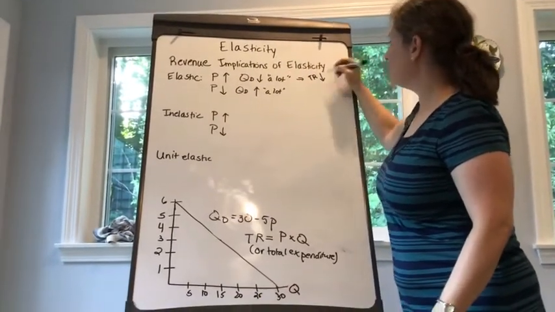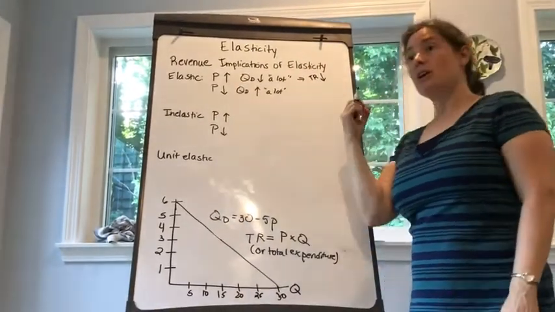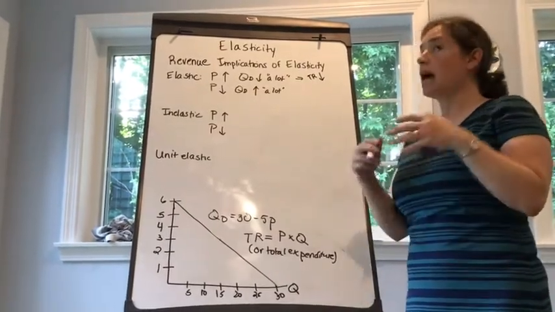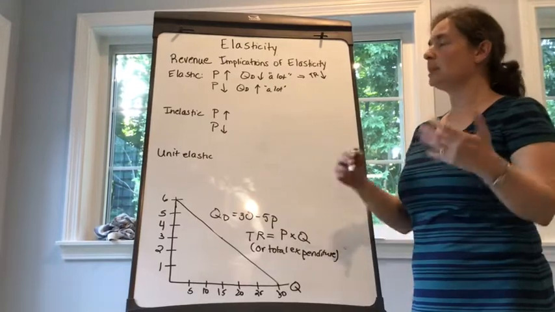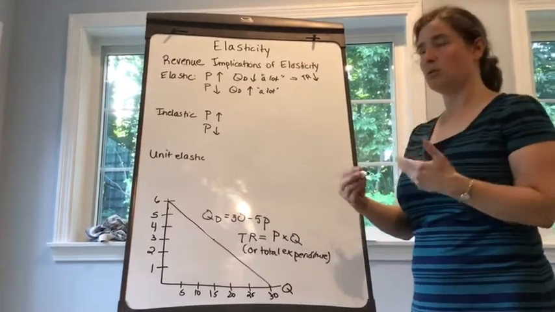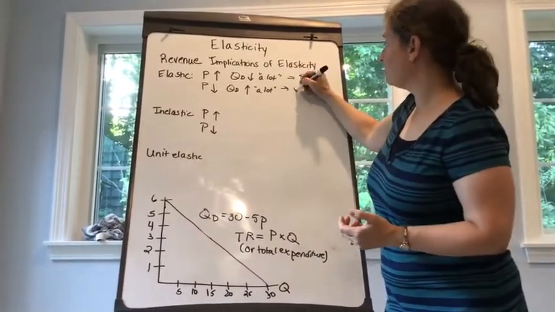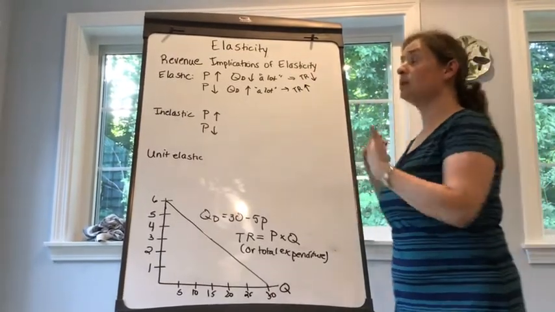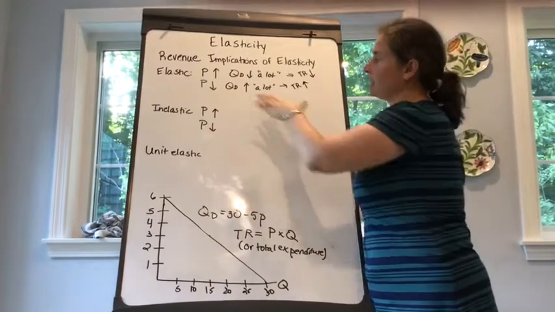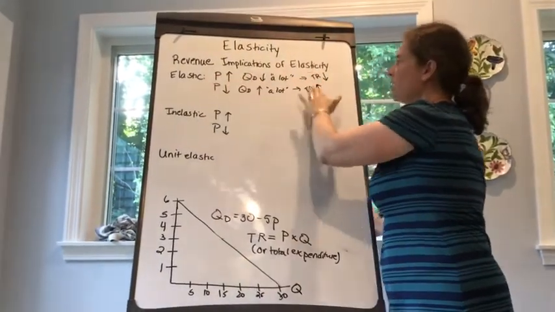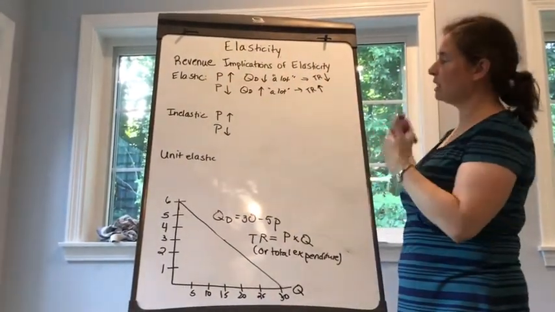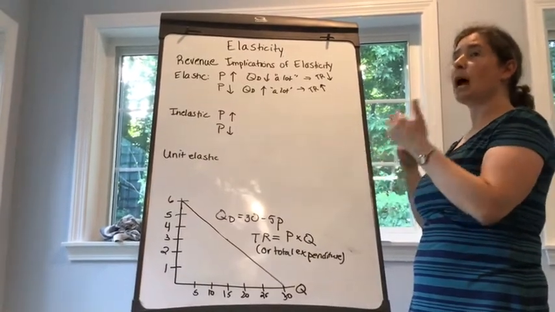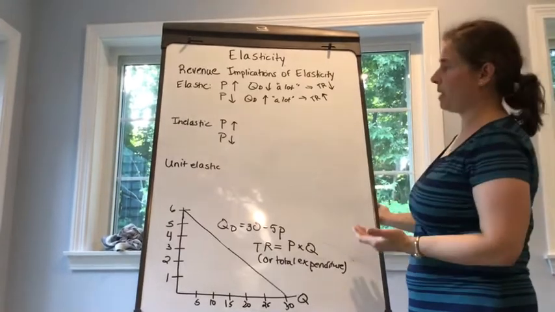Total revenue falls. However, if I lower the price, even though I'm earning less per unit sold, I sell so many more units that my total revenue, P times Q, actually increases. So what we see when demand is relatively price elastic is that an increase in price drops the revenue, a decrease in price raises the revenue, or price changes move in the opposite direction as the revenue pattern.